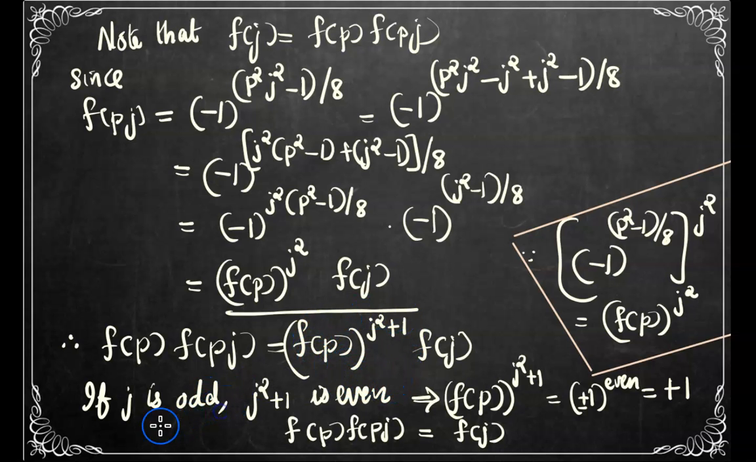Now, if j is even, then f of j is 0 and f of pj is also 0. So, if j is even as well, this relation will be satisfied, since both the LHS, in particular f of pj, and the RHS, that is f of j, will be 0. So this will be satisfied when j is either odd or even.